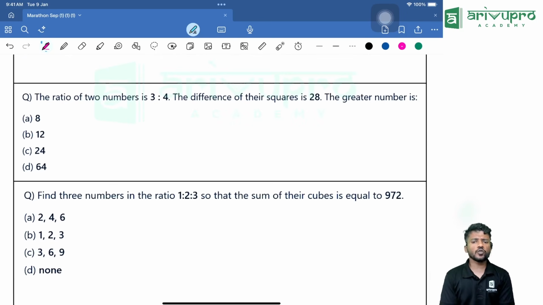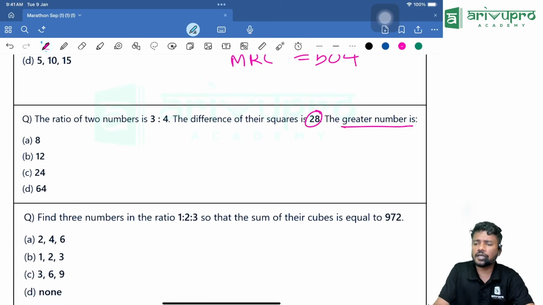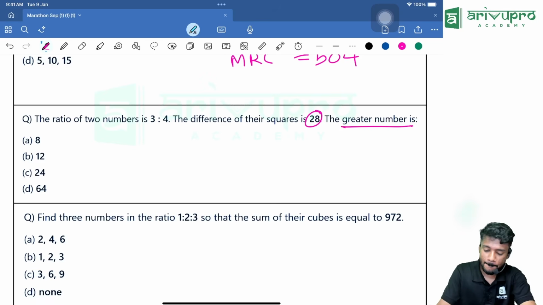The ratio of two numbers is 3:4. The difference of their squares is 28. The greater number is what is the question? What to do? Only one number is given so that we cannot directly option hit. We need to indirectly option hit. If you are option hitting, we should indirectly option hit. That is the logic. How to do this?